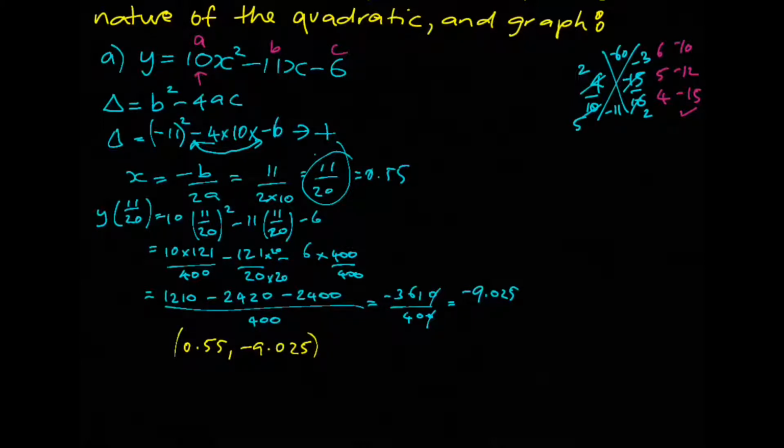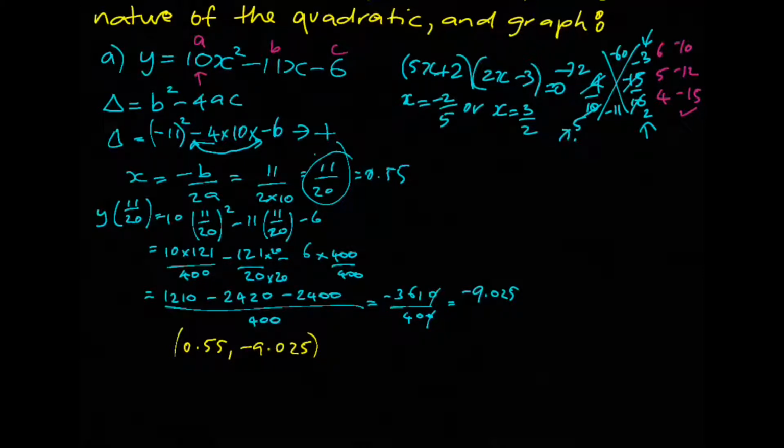So we've got 5x, that's this value, plus 2, that's this value, and then 2x minus 3, which is this value. And that equals 0, so x equals negative 2 on 5, or x equals 3 on 2. Now the y-intercept is at x equals 0, y equals negative 6. And then finally, because A is a positive, it's going to be this shape rather than this shape.